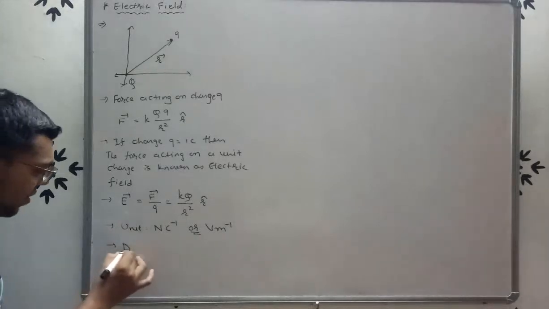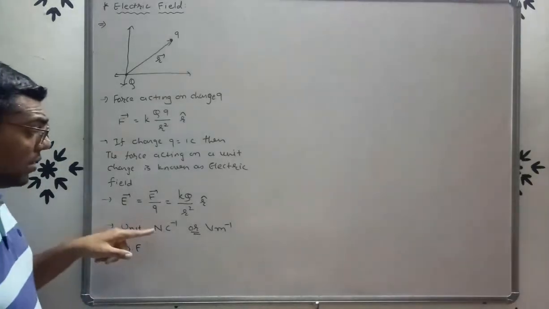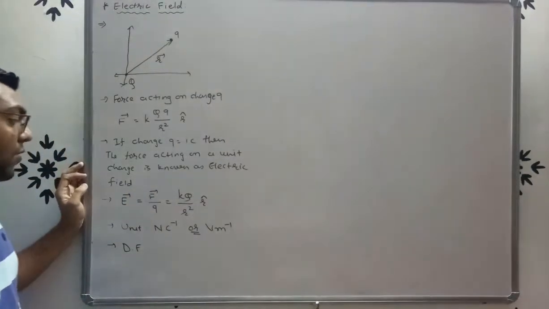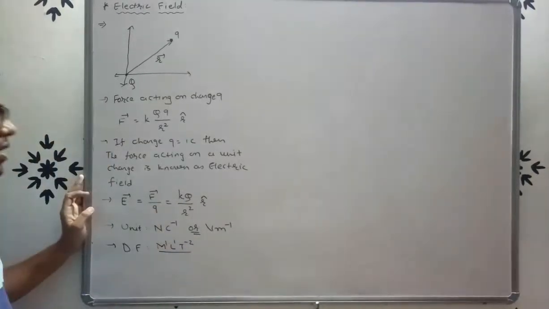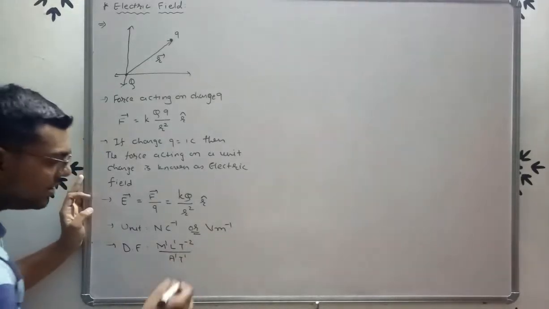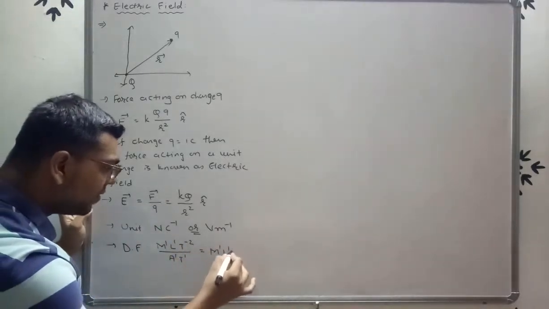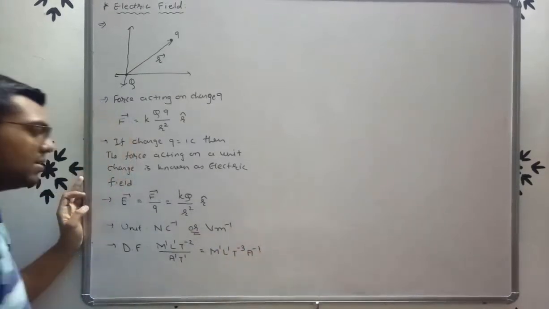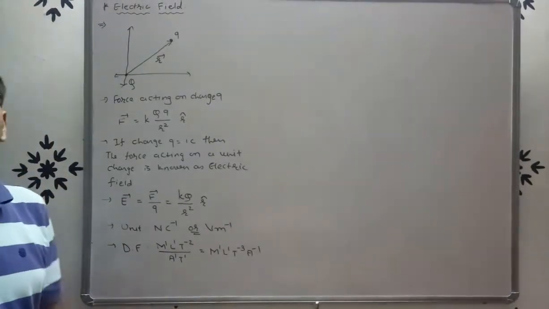Then the dimensional formula of electric field. E is equal to F by q, right? And the dimensional formula of force is M1 L1 T minus 2 upon the dimensional formula of charge. We know that the dimensional formula of charge is A1 T1. So the dimensional formula of electric field is M1 L1 T minus 3 A minus 1, right? So this is the dimensional formula of electric field, right?